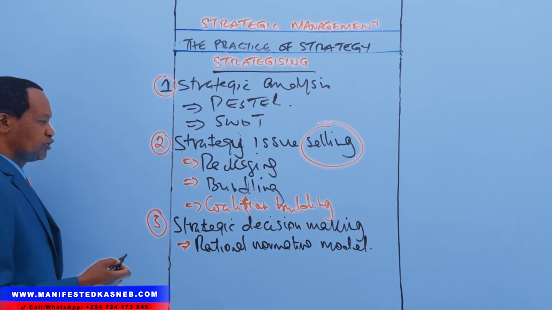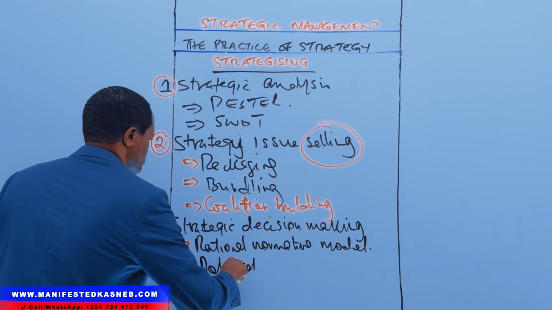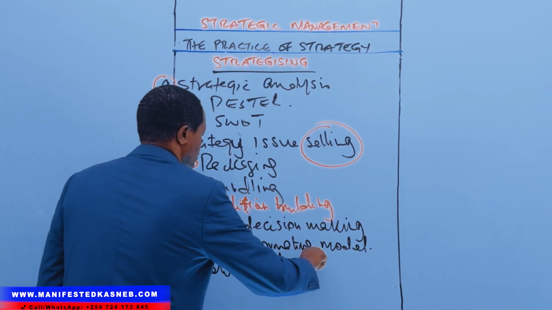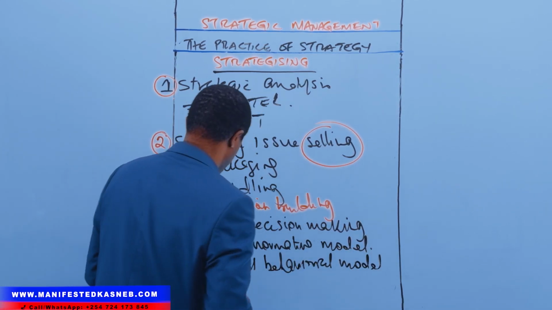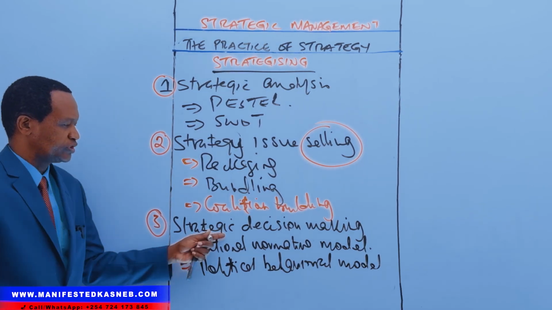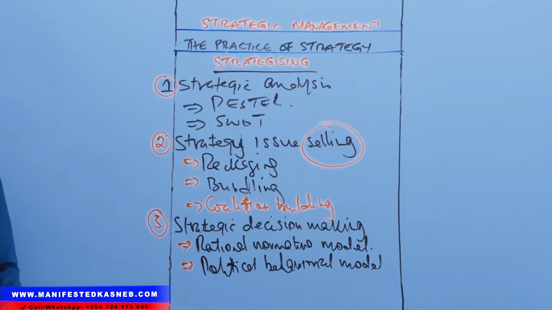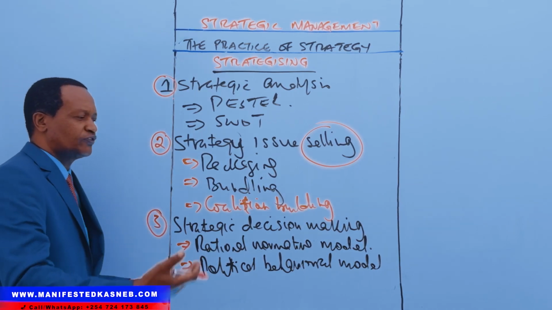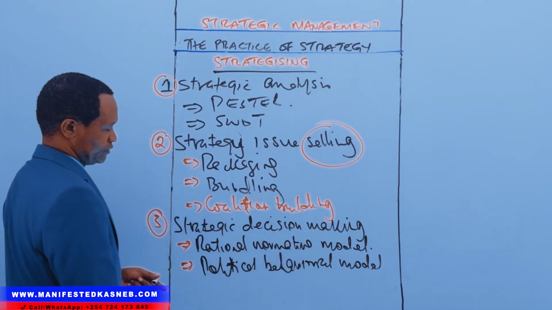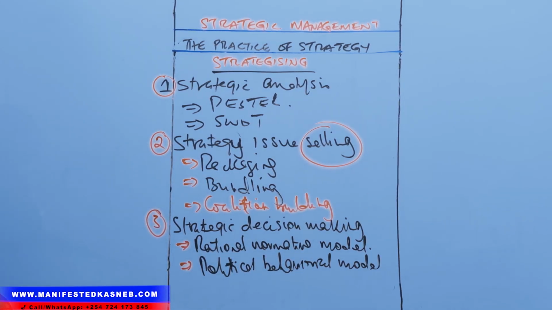There is also the political behavioral model. Political behavioral model is another model that you can use in making strategic decisions. Decisions here are the result of bargaining, the result of power struggles, and the personal influence of the key individuals. That is the political process.